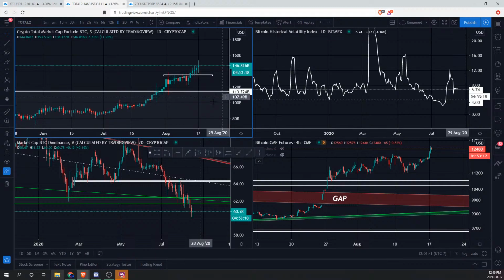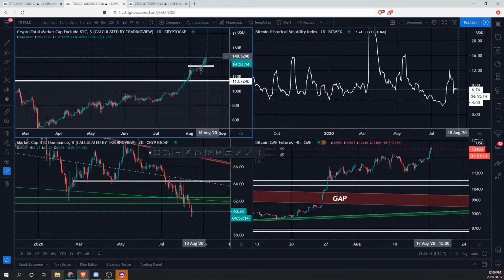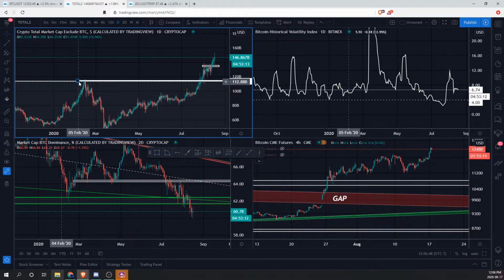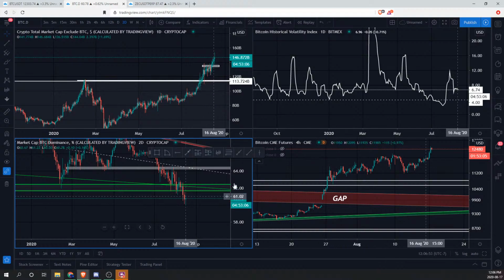So with that in mind, let's quickly look at some of the tools that we use to analyze the crypto market. We see the Total 2, which is moving to the upside, breaking this previous significant level of resistance at around 112 billion in market cap. We see the dominance move to the downside, breaking this key level of support.